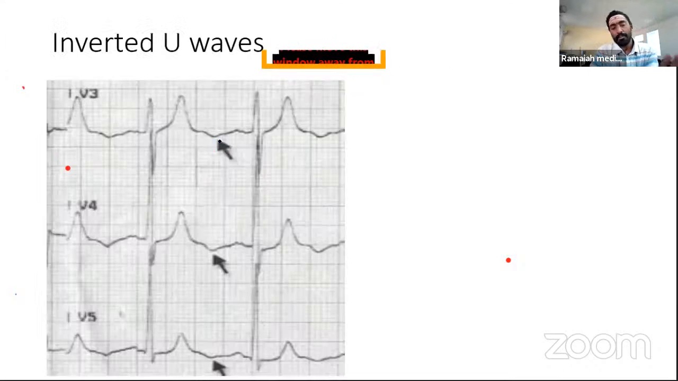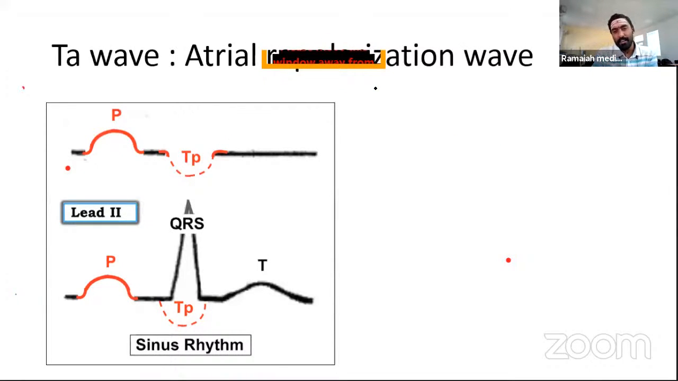And after all this, a very brief note on what is the Ta wave. Atrial repolarization is very, very silent on the ECG because it coincides with the QRS complex, which is ventricular depolarization. So the atrial relaxation and the ventricular depolarization are synchronous. That is why we don't get any obvious abnormality in the ECG.